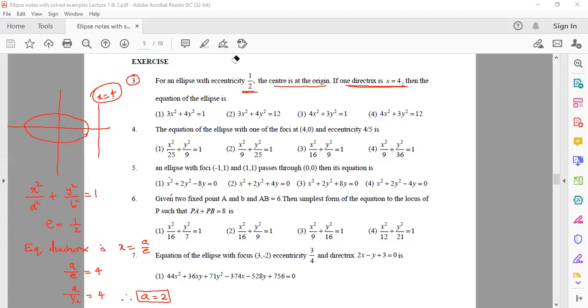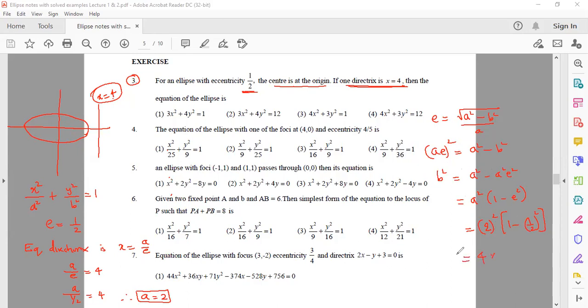Sir, from the eccentricity formula. e is equal to root of a square minus b square upon a. So a square e square is equal to a square minus b square. So b square is a square minus a square e square. If you take a square common, 1 minus e square. If you can remember this formula, it will be the best. b square is a square into 1 minus e square. So 2 square into 1 minus 1 by 2 square.